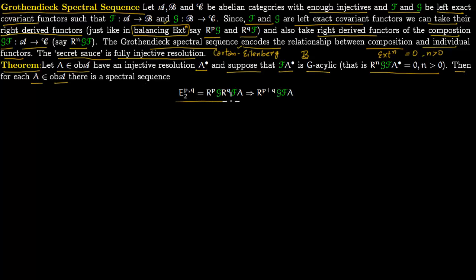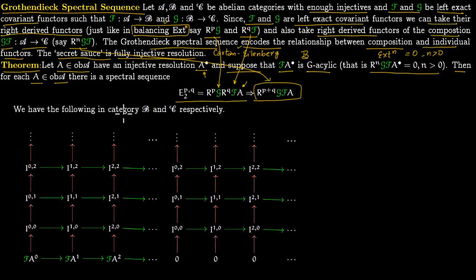The page 2 looks like this. You have the right derived functor of G composed with the right derived functor of F, and this object A is here. This object A has a resolution like this, and the page infinity just looks like this, R^(P+Q) of the composition. So you are relating these two, coming right here, and the derived functor is coming right here. Let us see this in more detail, and now we start proving it.